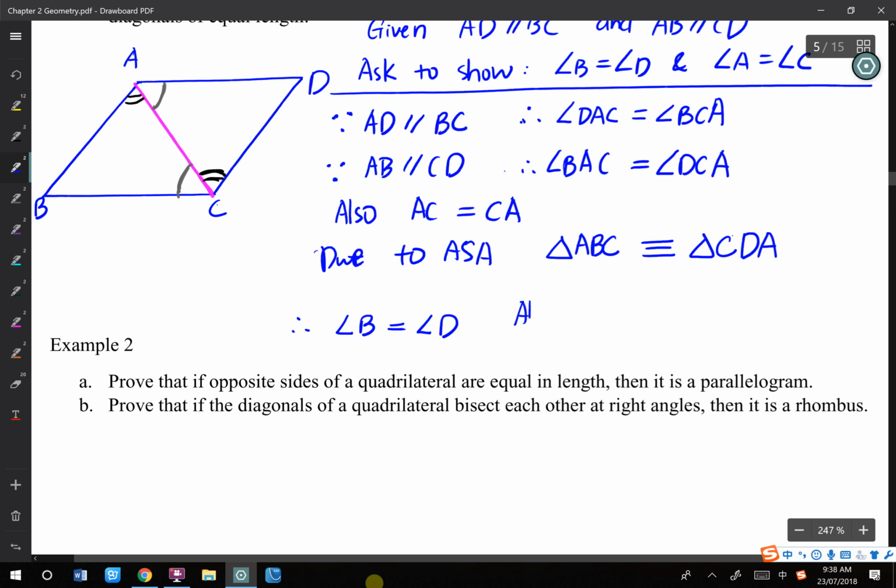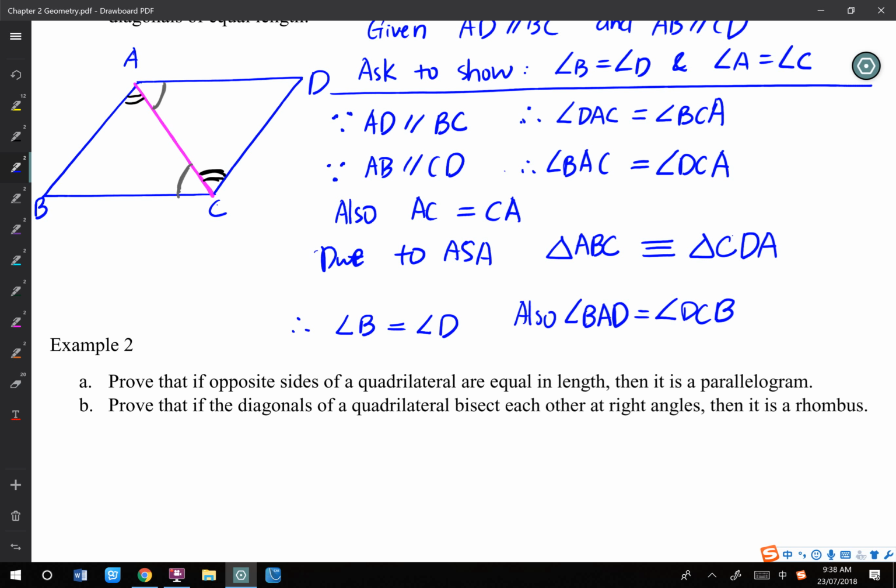And also, angle BAD equals angle DCB. This angle equals this angle, because this equals this equals this. You're adding them, they are exactly the same. So you can see there are two same angles. So BAD is the same as DCB. That's the same as well, because it's the same two angles adding up together.